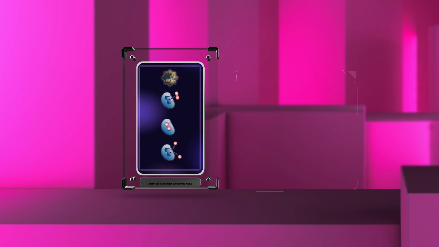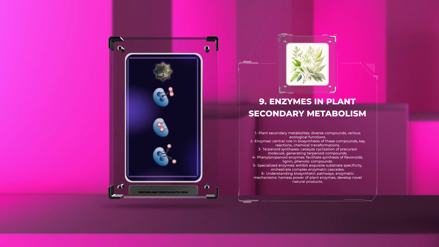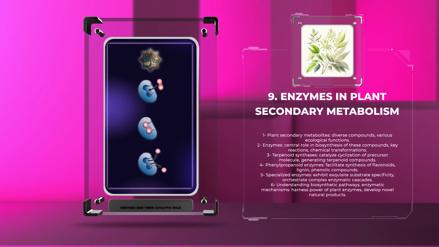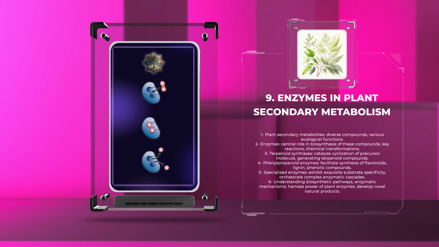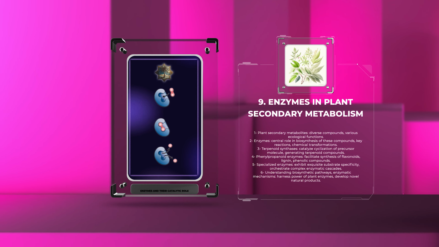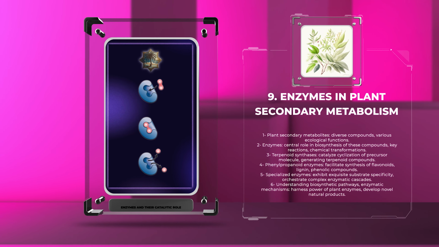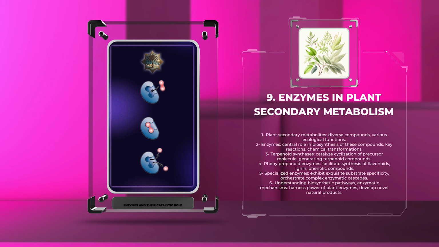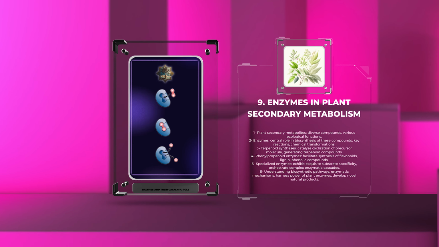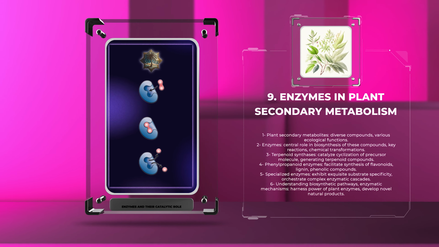Plant secondary metabolites are diverse compounds that serve various ecological functions, including defense against pathogens, attraction of pollinators, and allelopathy. Enzymes play a central role in the biosynthesis of these unique plant compounds, providing the key reactions and chemical transformations necessary for their production. For example, terpenoid synthases are a family of enzymes that catalyze the cyclization of the precursor molecule, isopentenyl diphosphate, IPP, generating an array of terpenoid compounds, such as essential oils, sterols, and carotenoids. Similarly, phenylpropanoid enzymes, such as chalcone synthase and stilbene synthase, facilitate the synthesis of flavonoids, lignin, and other phenolic compounds.